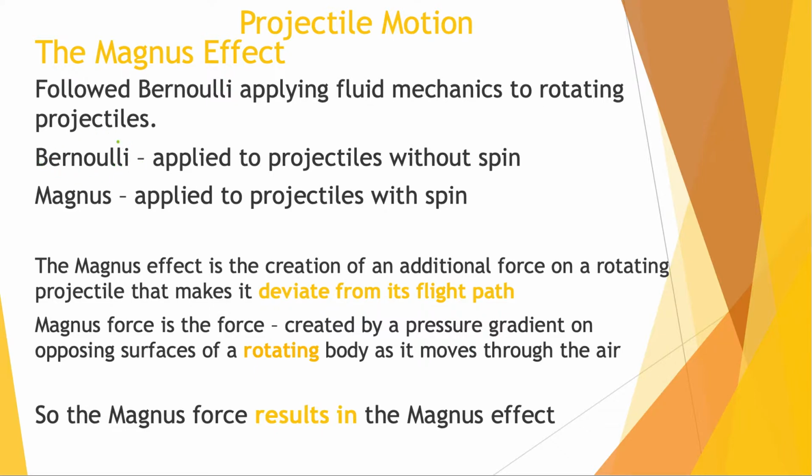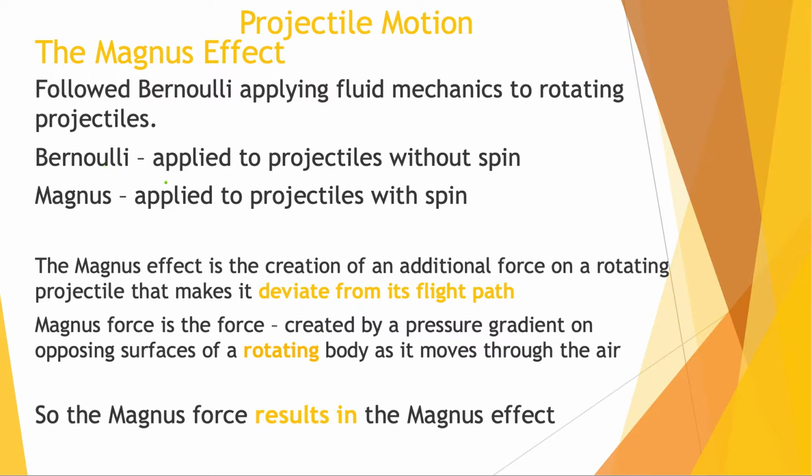But we can also apply Bernoulli's principles, remember, to an object that's travelling through the air, might not be a projectile, such as a track cyclist or a Formula One car. Magnus is now adding to that by applying that very same principle to an object with spin. So this is about how we get that additional force.